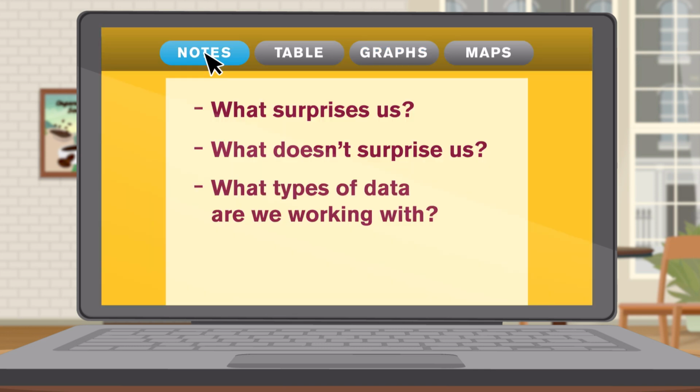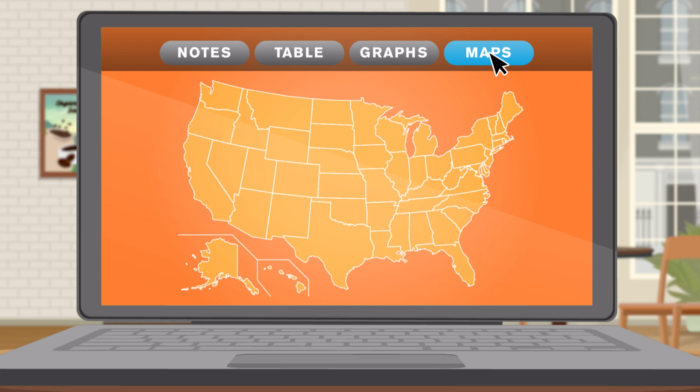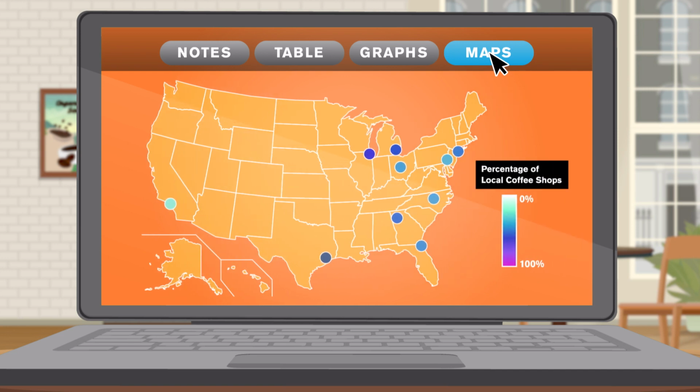Thinking back to our discussion of data visualizations, remember that certain types of graphs tell certain types of stories. Like, do we have variables associated with geography, like latitude and longitude coordinates or counties? Sounds like a job for a map. And actually, a coffee shop map would be pretty helpful. We could color code cities by the ratio of chain coffee to local coffee and see if there are any patterns that we want to investigate further.